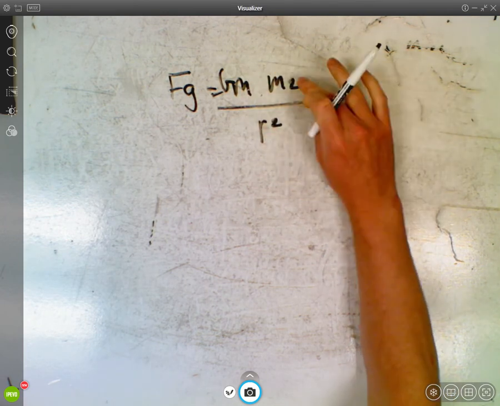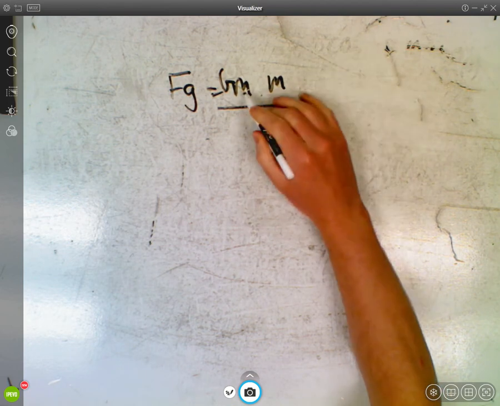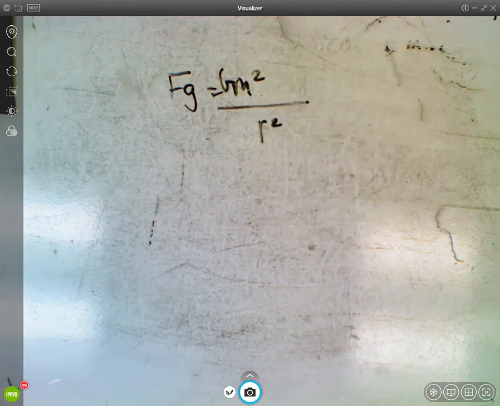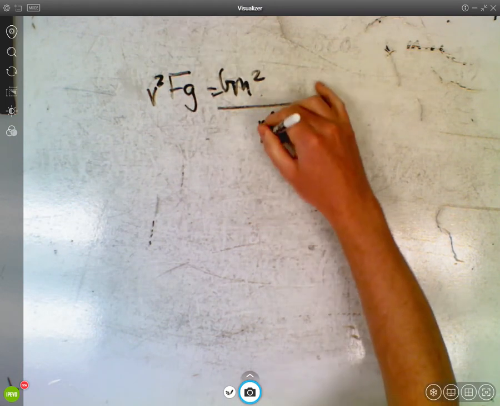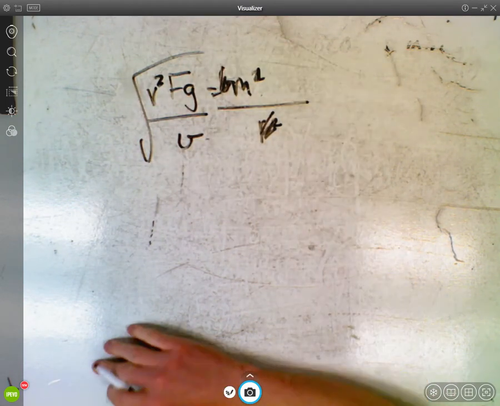So if the two objects are identical, calling it mass 1 and mass 2 isn't necessary because they're both masses. And if we go mass times mass, then we can just call that mass squared. Right? And if we rearrange this, we can find out what the mass is.